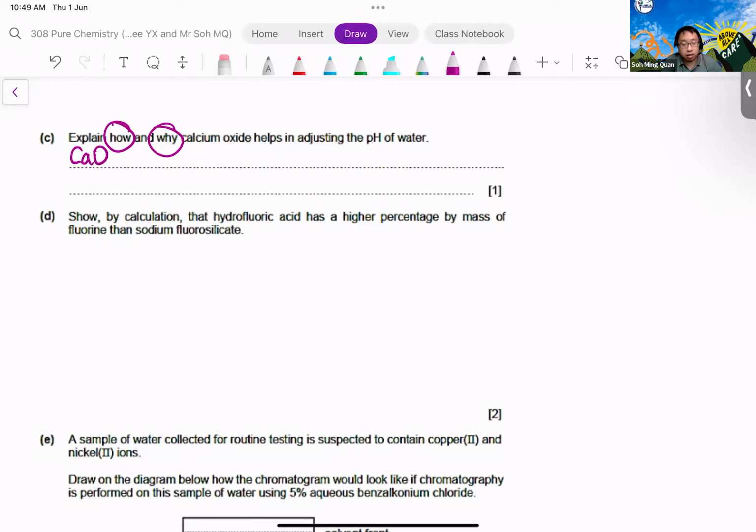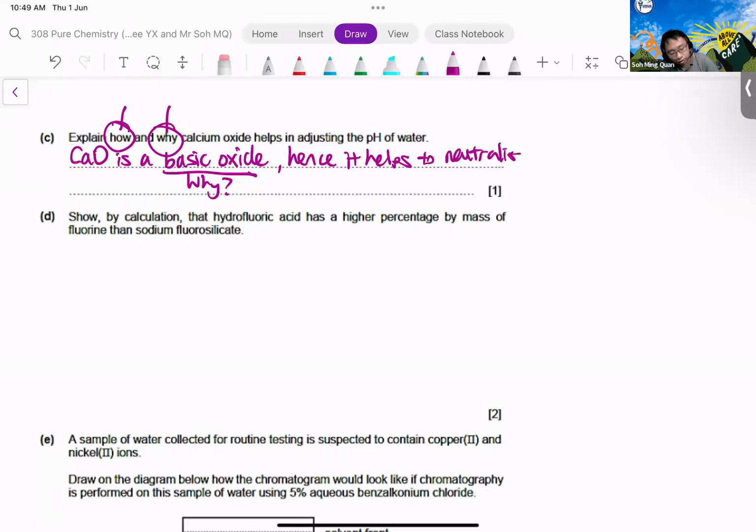Calcium oxide, the how is the mechanism. The mechanism is it neutralizes the acid. That's a how. But why does it neutralize the acid? This is because it is a basic oxide. This is the why. Hence, it helps to neutralize the excess acids in the water and increase the pH.